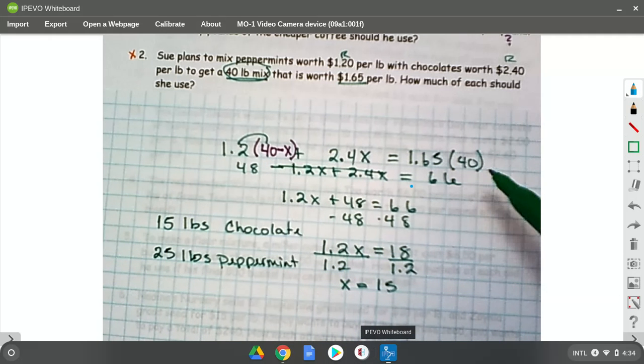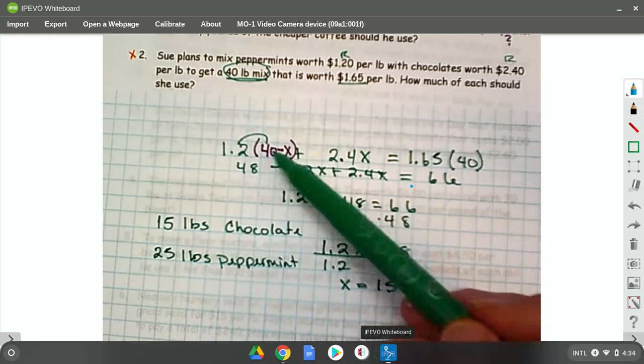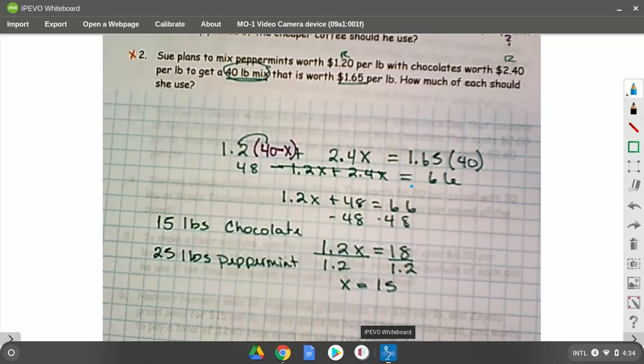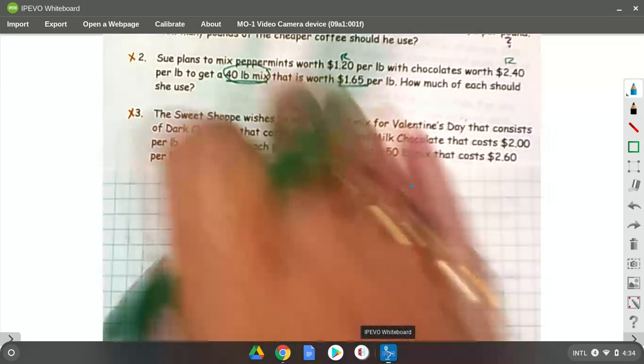Okay, and the difference in the problems we did earlier and this problem was that we were given the total quantity of the mixture, right? So instead of having an X plus out here, we had a minus the X inside of the problem. Let's try to do one more.